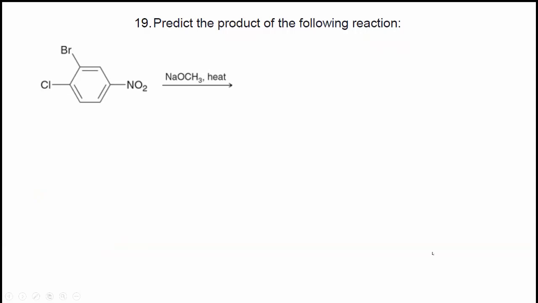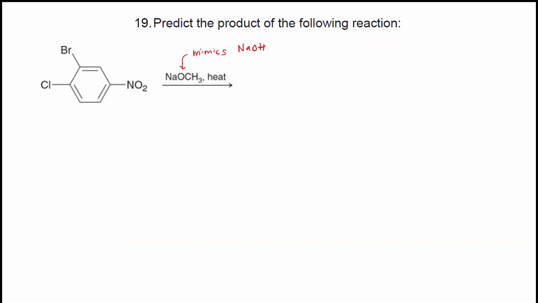Okay, number 19 of your problem set is to predict this reaction. We have a bromine, chlorine, and a nitro group present here. And we're going to try to substitute sodium methoxide with heat. So this reaction mimics NaOH. And so the question here is, are we going to substitute the chlorine or the bromine?